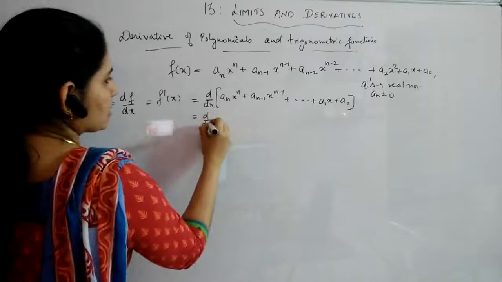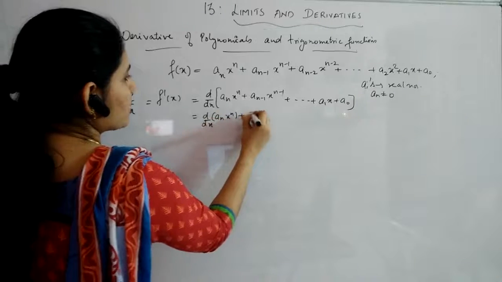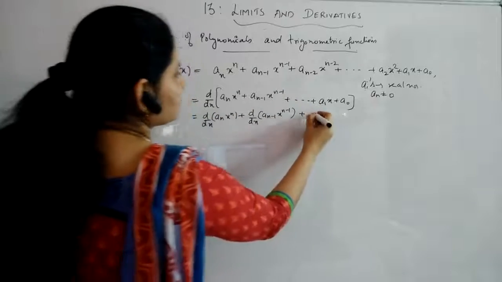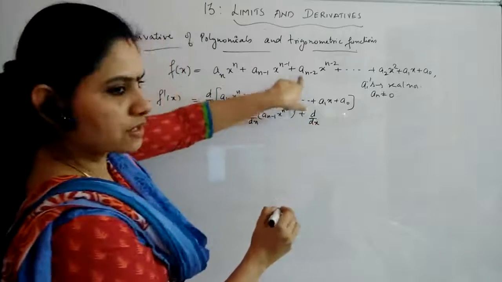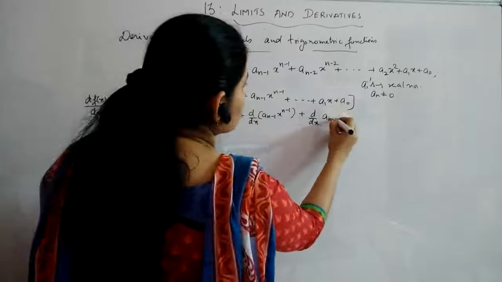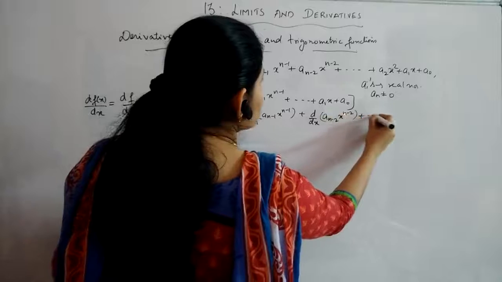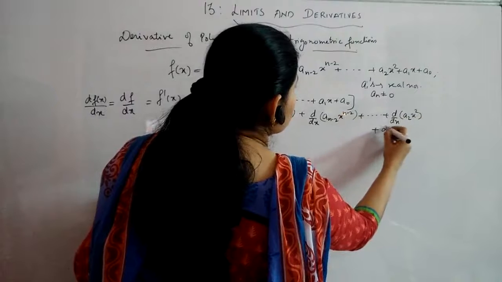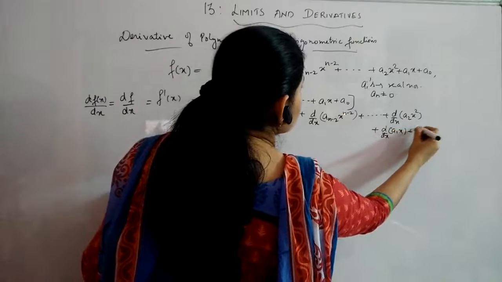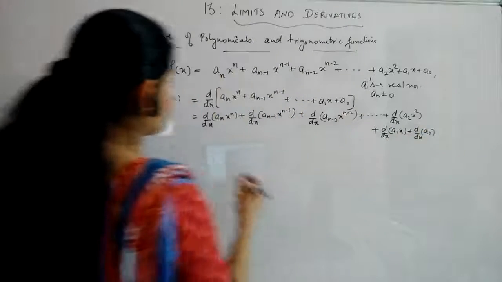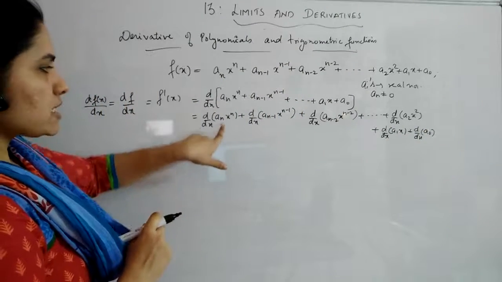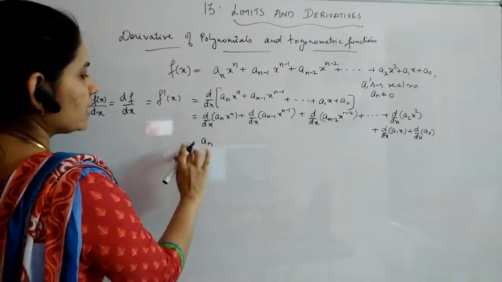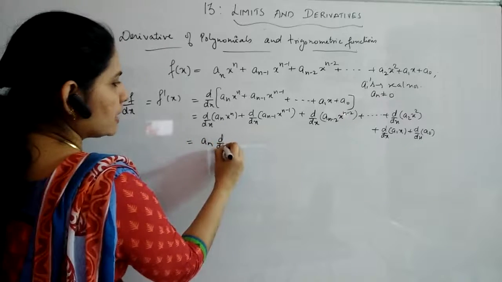So you'll get d by dx of a n x raised to n plus d by dx of a n minus 1 x raised to n minus 1 plus d by dx of, I'm actually writing in terms of this, okay, I have not written here all the terms, a n minus 2 x raised to n minus 2 plus etc. plus d by dx of a2 x square plus d by dx of a1x plus d by dx of a naught. Now, according to what we have discussed earlier is, you can take out an is a constant. It is a real number, means it is a constant. So, an can be taken out from the derivative. So, this is an into derivative of x raised to n.